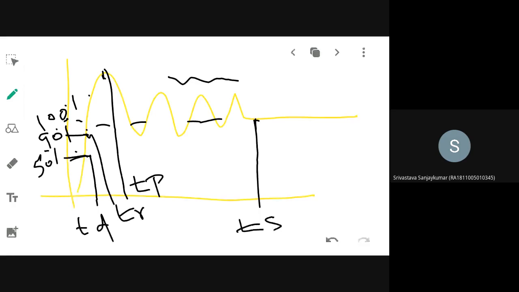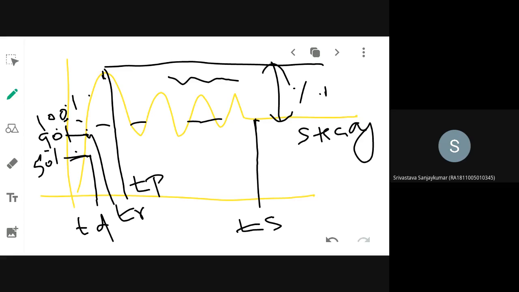So that time will be called as my what time? Settling time. But this is my peak value and this is my steady value. So between this some difference is there, no? So that difference is called as what difference? Percentage MP. Understood so far?